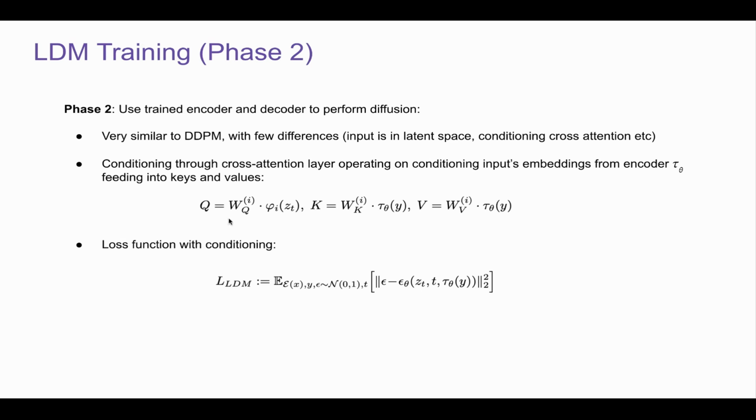values. So the query here is the latent representation of the image. Key and value come from the encoder tau theta, which is the word embedding for text. And the loss function is also with embedding. It's still an MSE between two losses, but the model is actually taking conditioning as its parameter.